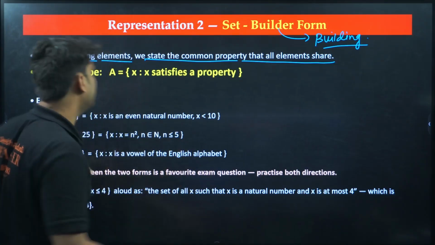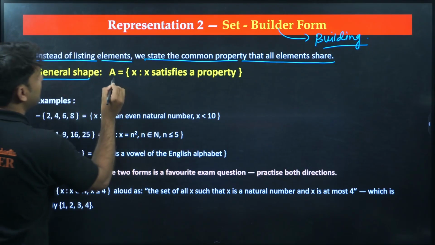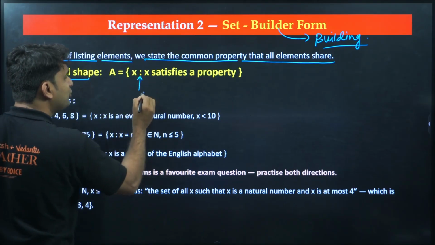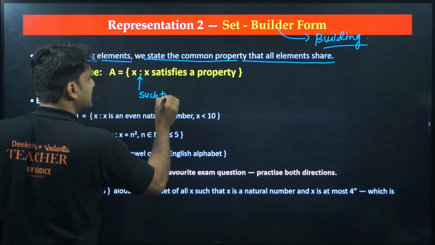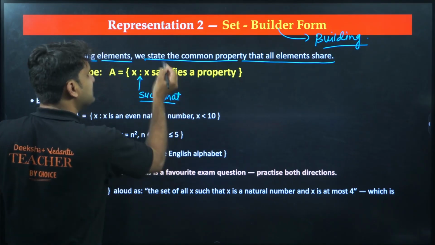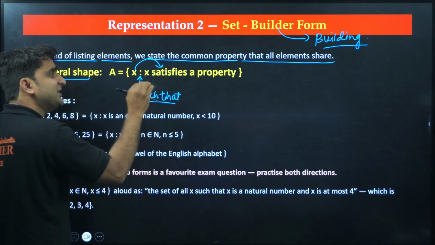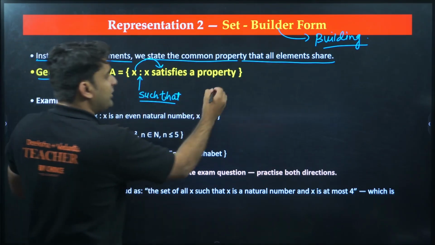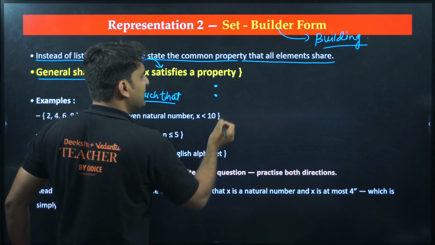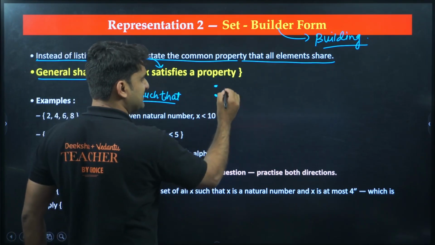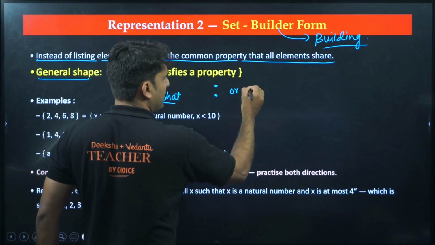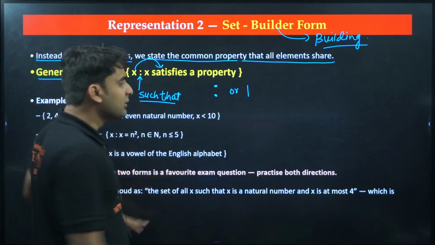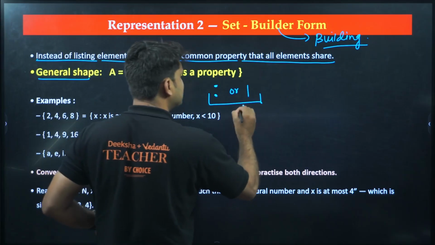The general format is A is equal to {x : x satisfies a property}. Can you see these two dots? These two dots are called "such that", meaning x depends on this statement, x such that x satisfies a property. In advanced maths in CBSE, the "such that" symbol is also represented by a vertical line. So if two dots or a vertical line is there, the meaning of both is "such that".